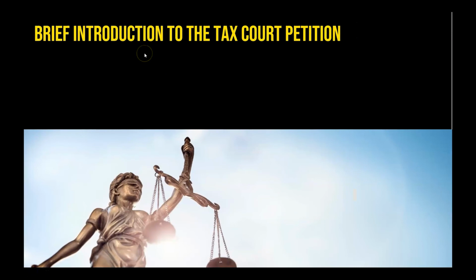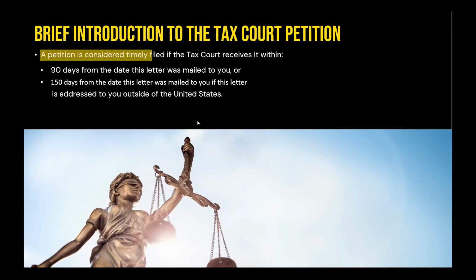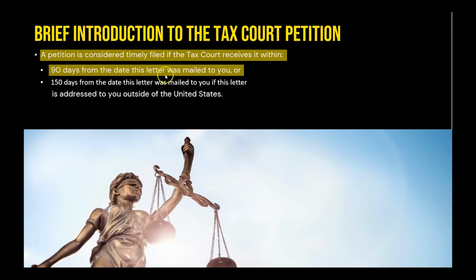Now let's look at a brief introduction to the tax court petition. A petition is considered timely filed if the tax court receives it within 90 days from the date the CP3219A was mailed to you. So 90 days if you're in the US, 150 days if your place of residence is outside of the US. So take note of that, 90 days and 150 days.